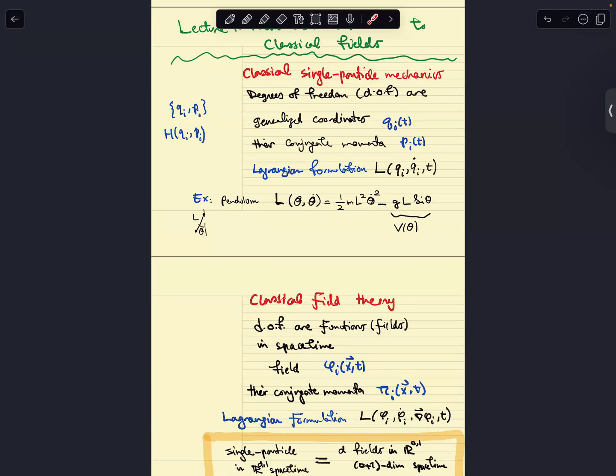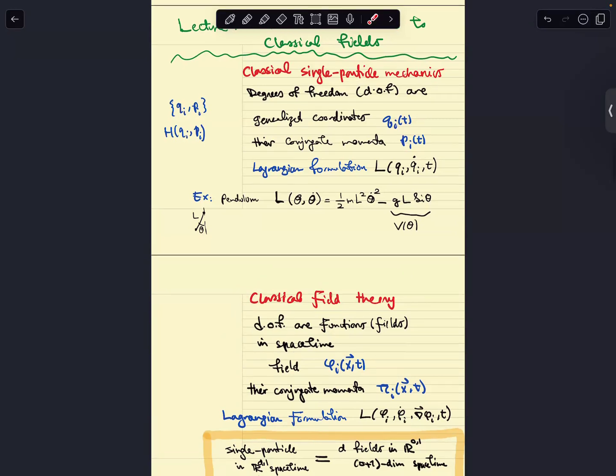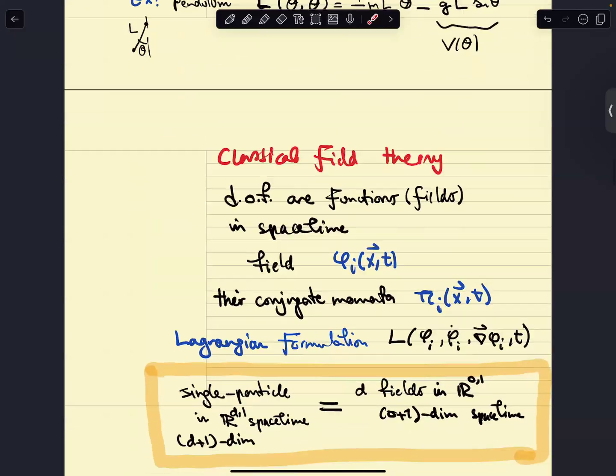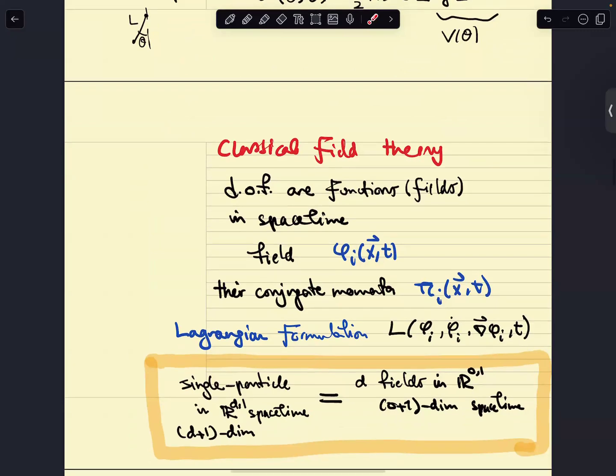So if you have heard the statement that field theory in 0 plus 1 dimension is quantum mechanics, this is the content of that statement. Any questions? Is the analogy clear? This is all classical. Today, everything we say is going to be classical.